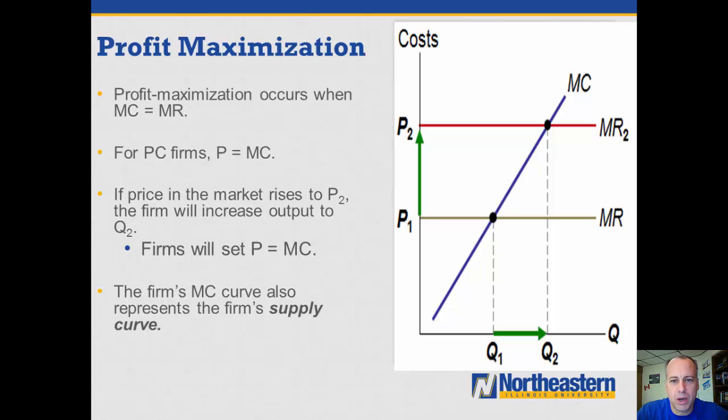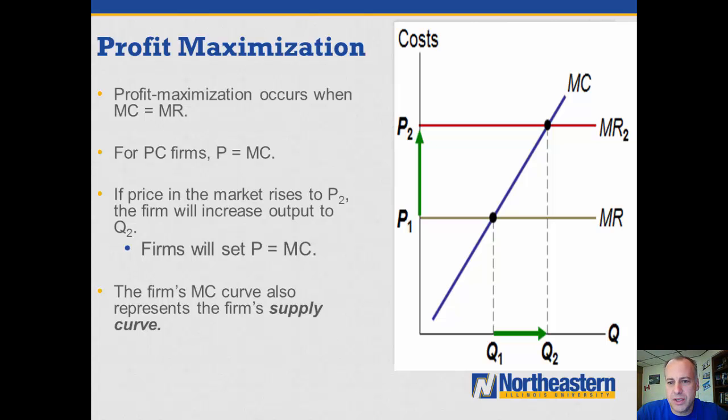So if the price in the market goes up for some reason, if consumer demand rises for all firms, then we see the price in the market rise, and firms should continue to produce where marginal revenue equals marginal cost. If the price goes up from P1 to P2, this firm should increase output from Q1 to Q2, remaining along its marginal cost curve, again looking for that spot where marginal cost equals marginal revenue. The firm's marginal cost curve then represents the firm's supply curve.